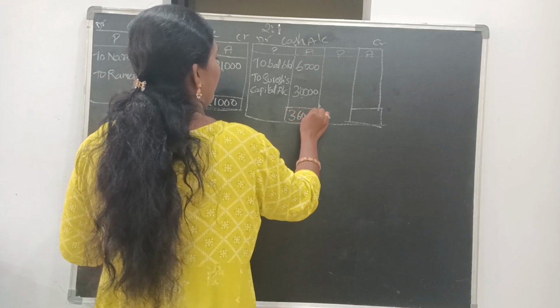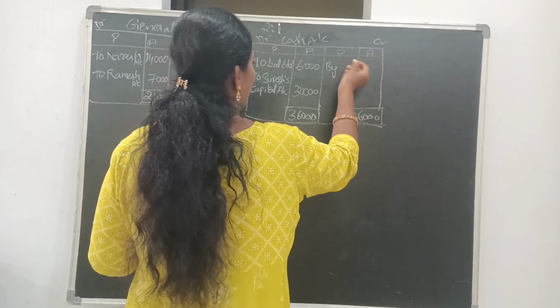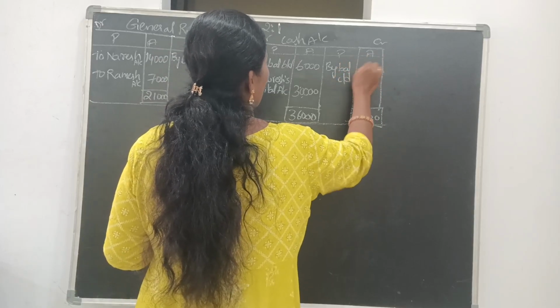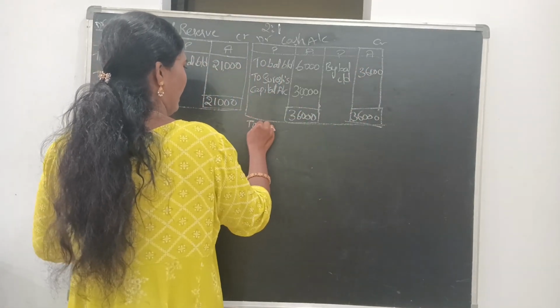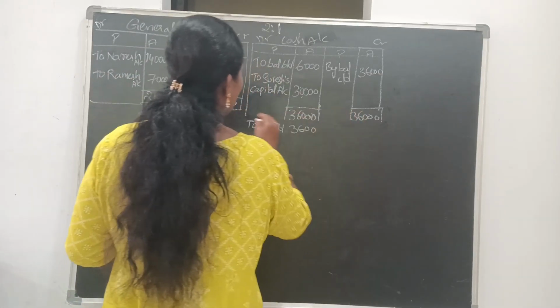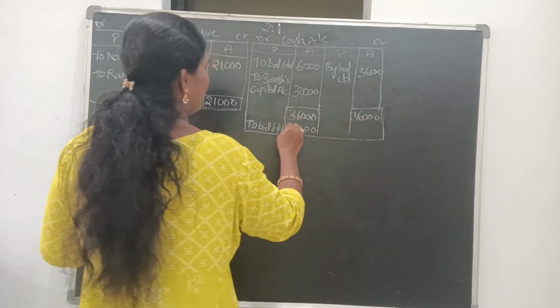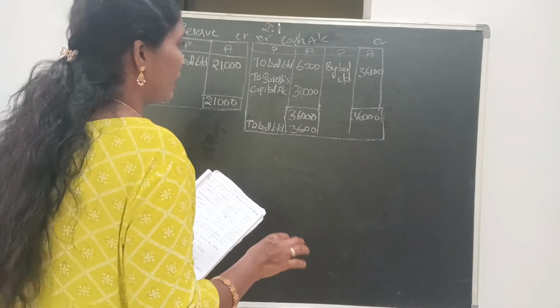$36,000. So two sides. There is no entry in the credit side. So I simply write down by balance carry down 36,000. To balance brought down 36,000. 36,000 is the closing balance. So this is the cash account.